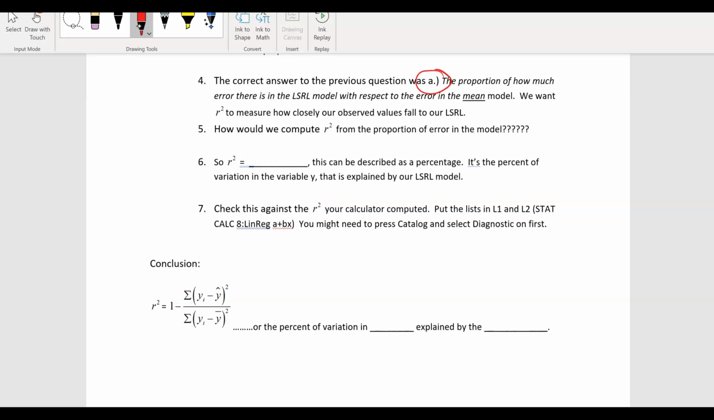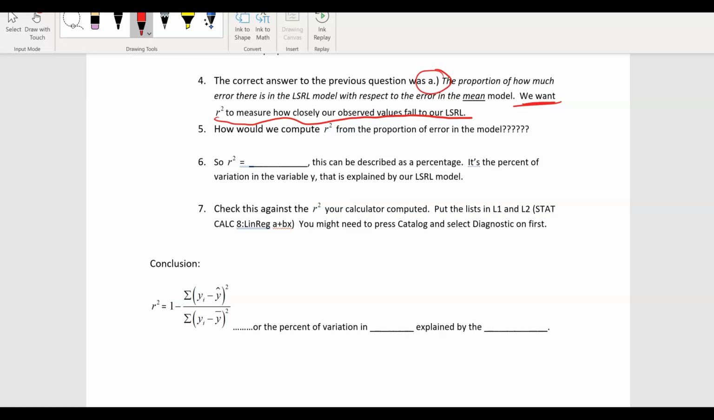How would we compute R squared from the proportion of the model? Well, R squared is going to be 0.1 or 10%. I'm sorry, 0.9. Oops. All right, so let's just back up for a second. We want R squared to measure how closely our observed values fall to the least squares line. So 0.1 wouldn't articulate that very well, right? So how well does our model work?